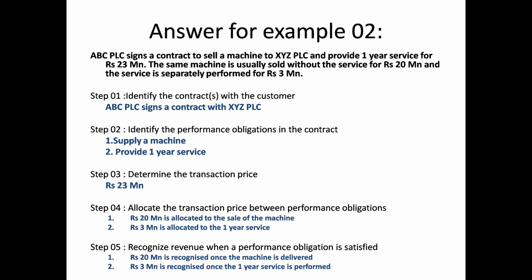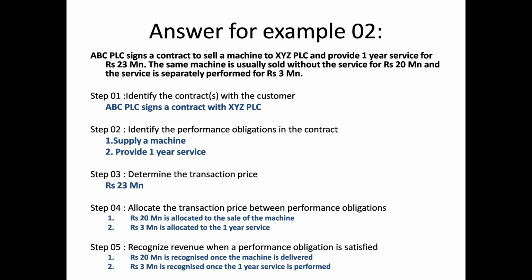Step 4, allocate the transaction price between performance obligations. You had 2 performance obligations. Therefore, you have to allocate the transaction price in 2 steps. Number 1, rupees 20 million is allocated to the sale of the machine. Number 2, rupees 3 million is allocated for 1 year service.